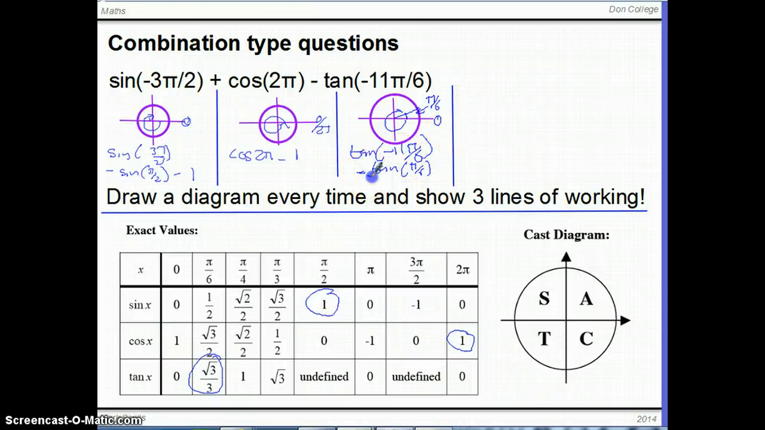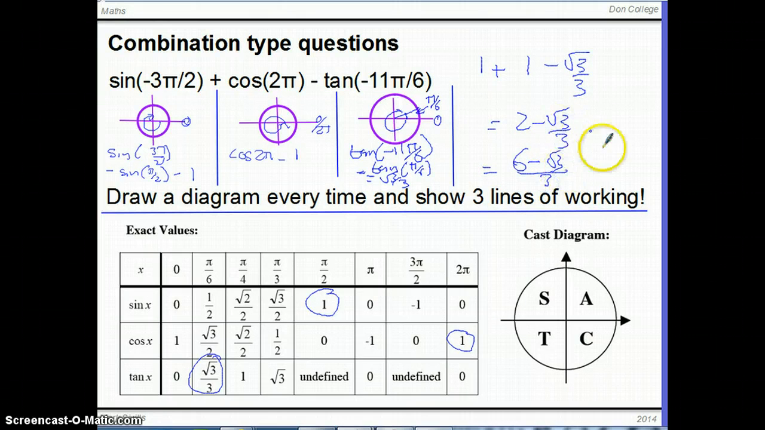So, root 3 on 3, meaning this whole thing is 1 plus 1 minus root 3 on 3, or 2 minus root 3 on 3, or 6 minus root 3 on 3. Either one of those would be fine.